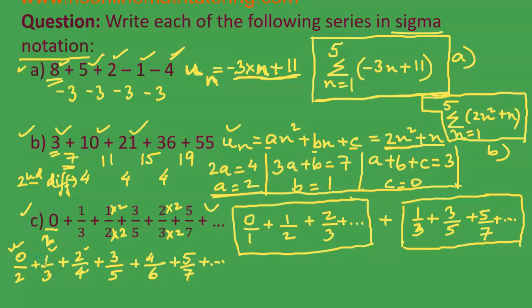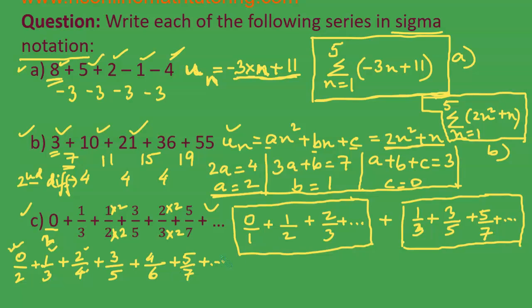Do you understand the sequence? Term number 1: 1 minus 1 is 0, 1 plus 1 is 2. Term number 2: 2 minus 1 is 1, 2 plus 1 is 3. Term number 3: 3 minus 1 is 2, 3 plus 1 is 4. Term number 4: 4 minus 1 is 3, 4 plus 1 is 5. This way it continues. Okay.